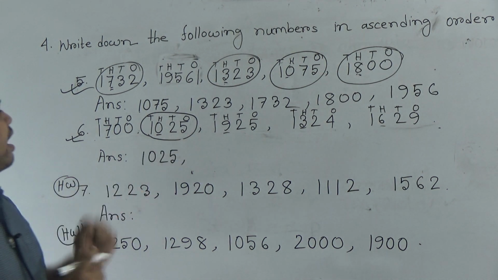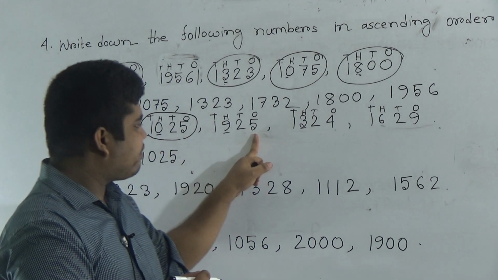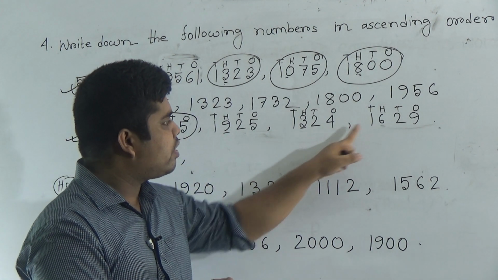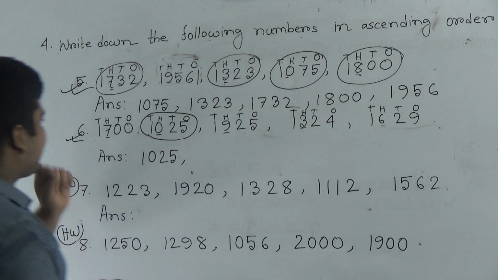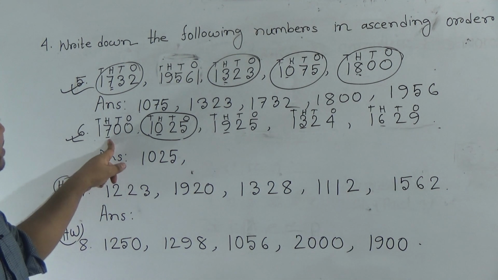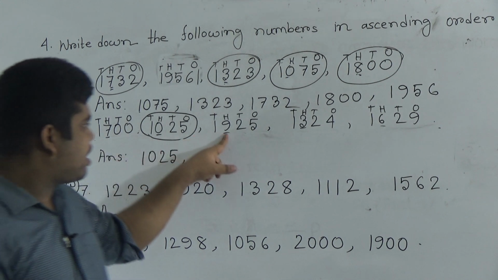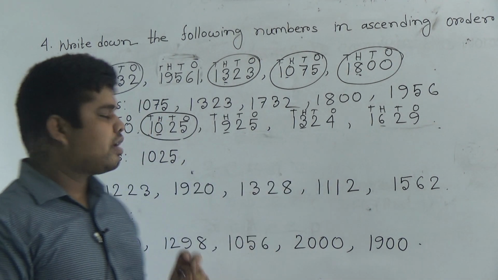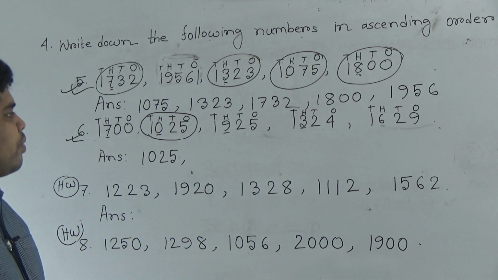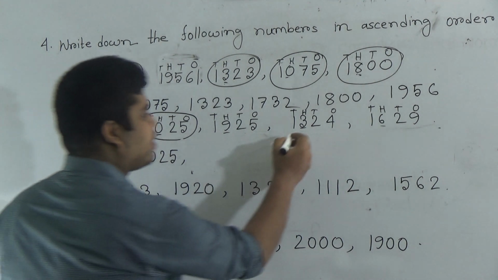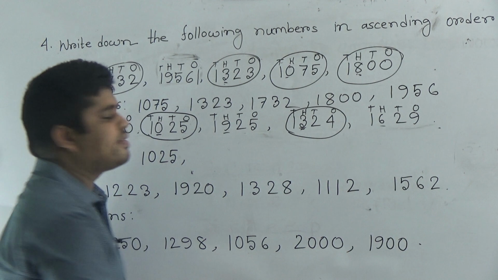Then this one is done, and left 4 numbers: 1700, 1925, 1324, 1629. My dear students, now you notice again we notice the 100 places number as the 1000 place number is same: 7, 9, 3, 6. From this 4 digits, which one is the smallest? Yes, that one is 3. As 3 is the smallest, so we can say this number is the next smallest number.